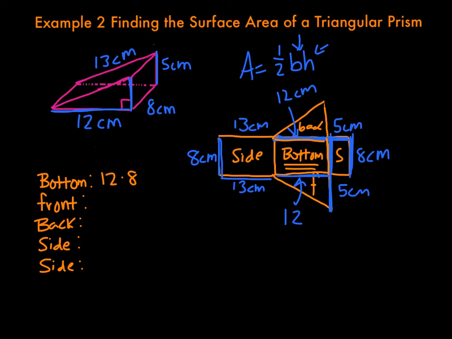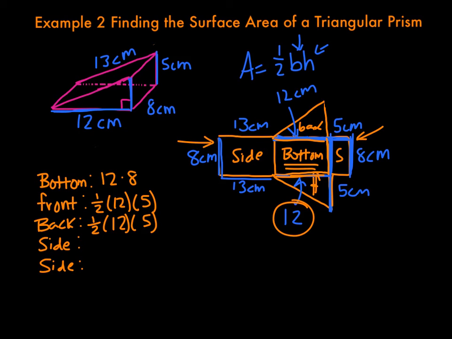Then my front, that would be my F here, would be a triangle. So I have to do 1/2 times my base, which happens to be 12 centimeters, times my height, which happens to be 5 centimeters. And then I know my back because it's the same exact formula and the same exact numbers. Okay. Now my two sides. The two sides are a little bit different. I've got two different, not formulas, but two different measurements.